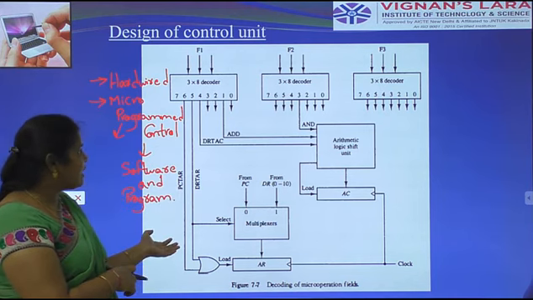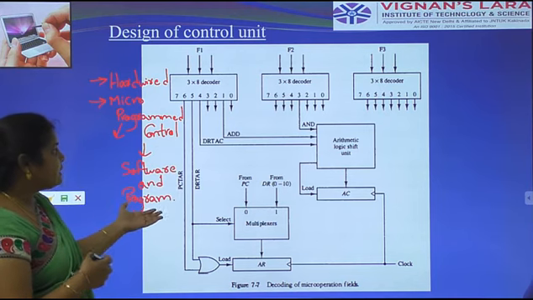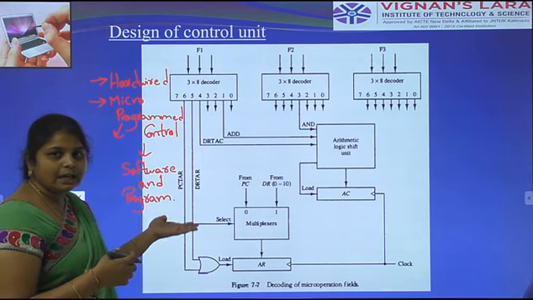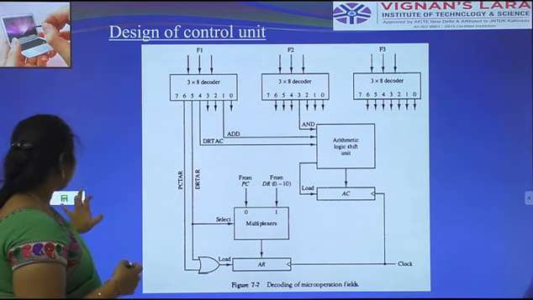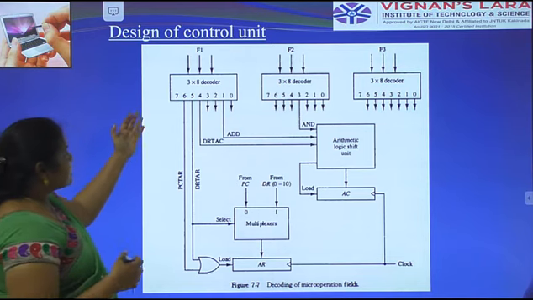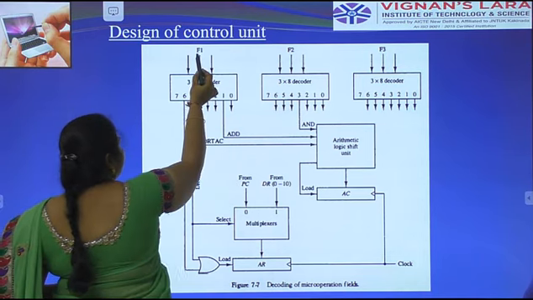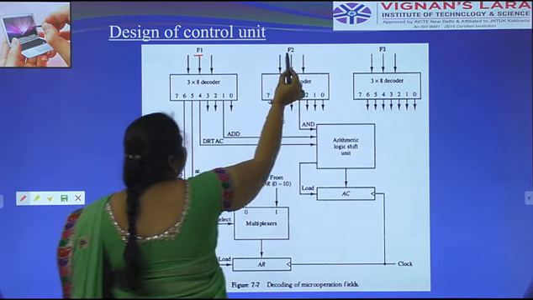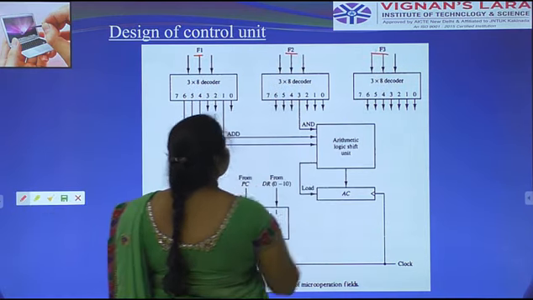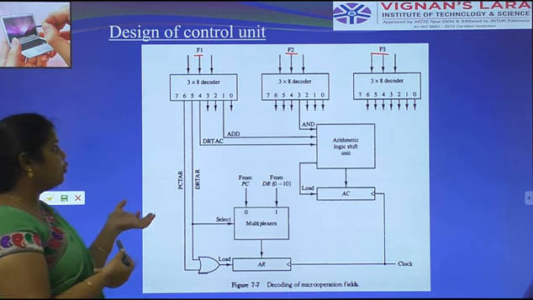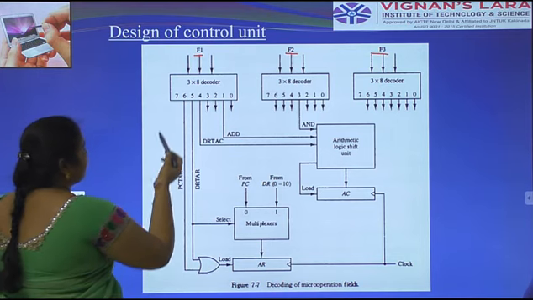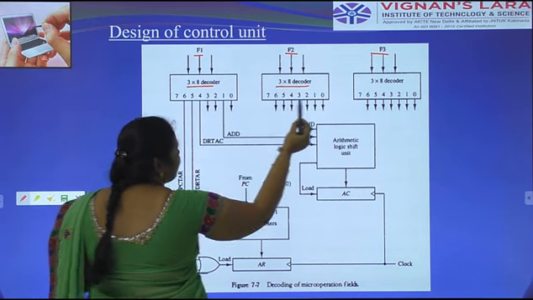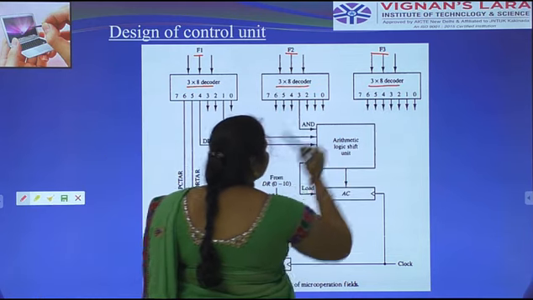Next, coming to the design of control unit. This is the internal part of the control unit available in the computer. It consists of three fields: F1, F2 and F3. These are the three fields in the control unit. Here we have to take the 3/8 decoder. Every field contains a 3/8 decoder.